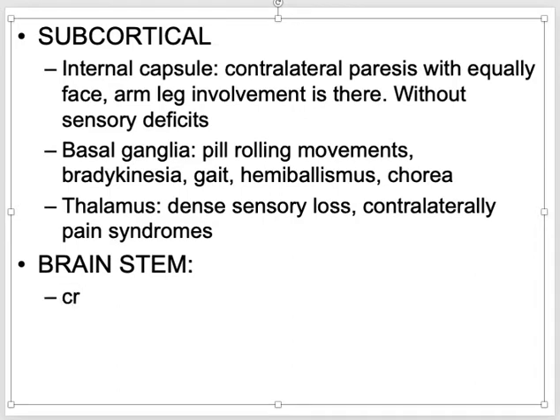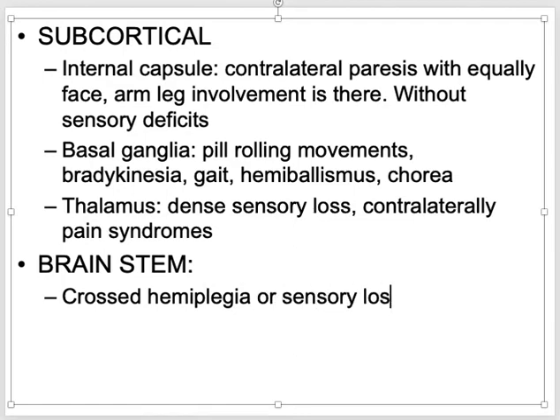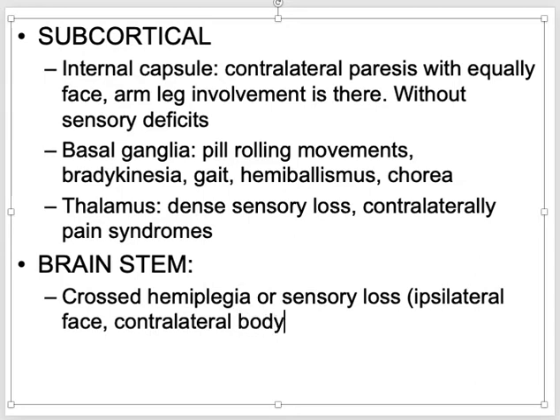If you find any patient who has crossed hemiplegia, paralysis of half the body, but it is crossed, I will tell you what I mean by crossed, or crossed sensory loss, think about a brainstem disorder like infarction. For example, someone who has ipsilateral face involvement, like the face has weakness on the right side, and contralateral, but the body is weak on the left side. So the face is affected on the right side, but the body is affected on the left side. It means it is the brainstem which is involved. So contralateral body symptoms are there.